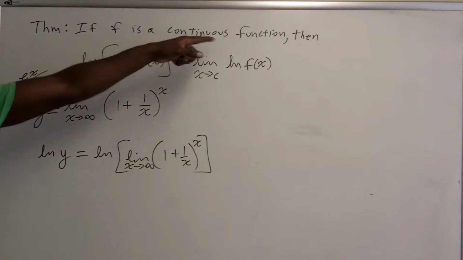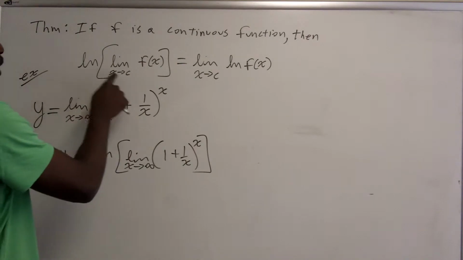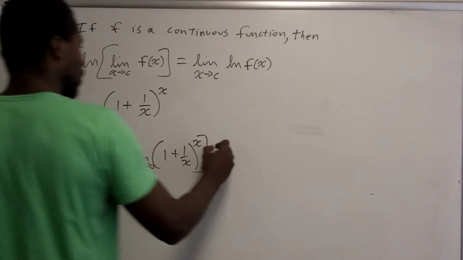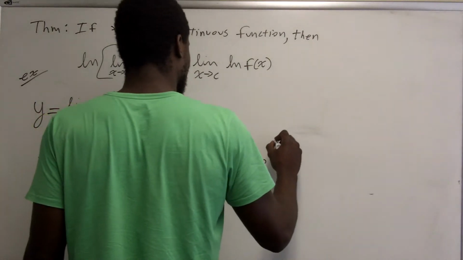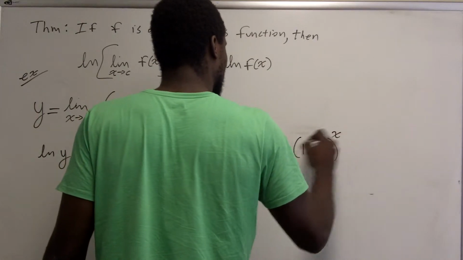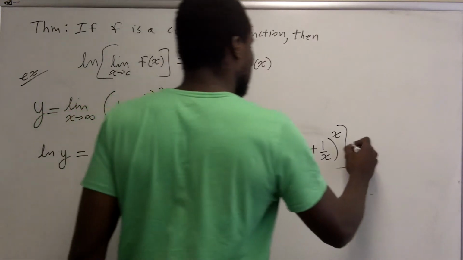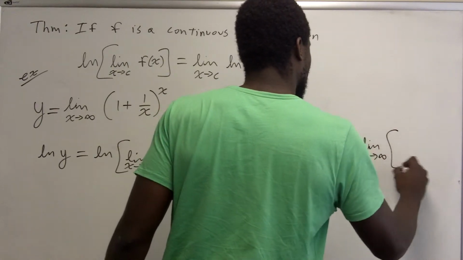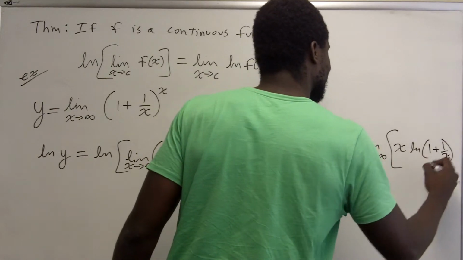This theorem says if f is a continuous function, then I can interchange the natural log and the limit. You see, the natural log of the limit of f of x equals the limit of the natural log of f of x. So that means this is equal to the limit as x approaches infinity of the natural log of 1 plus 1 over x to the x power. Now, why would I want to do that? Well, now I can bring this x to the front and write this as the limit as x approaches infinity of x times the natural log of 1 plus 1 over x.